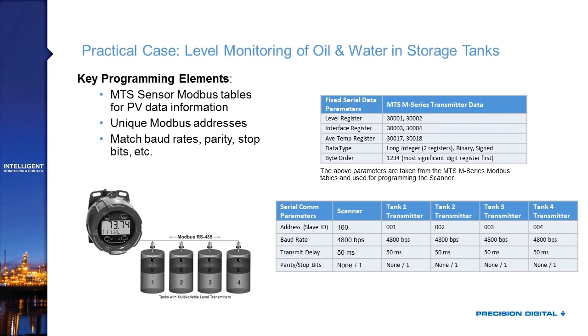And lastly, there's configuration for parity and number of stop bits. In this case, they've set everything equal to no parity and 1 stop bit. And so long as everything in the network is the same, it should all talk appropriately. With their transmitters and their scanner all programmed, the things that need to match and the things that need to be different are all set, and the registers and the data types are all programmed into the master. The master can now request from a specific address, a specific register, and display that appropriately.